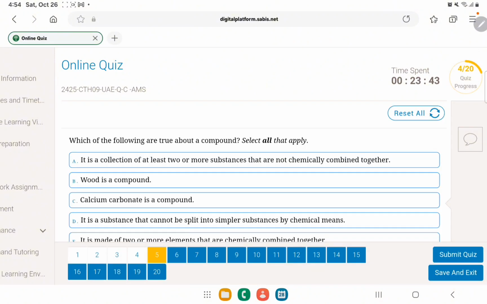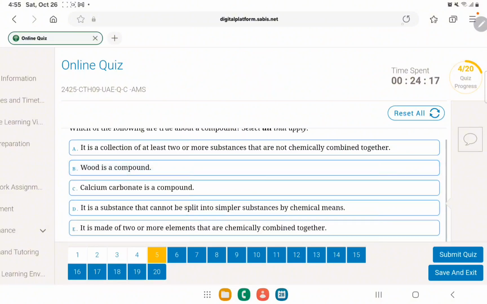Which of the following are true about a compound? A compound is a substance made of two or more elements which are chemically combined together. An example is H2O. So let's check the options. Is it a collection of at least two or more substances? Yep. Not chemically combined together? No, on the contrary, it is chemically combined together, so this is wrong.